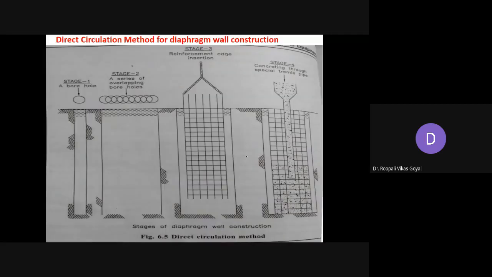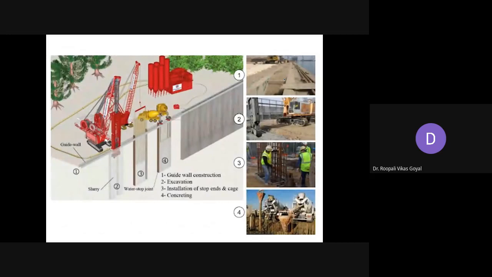Okay, now the other method is called the direct circulation method of diaphragm wall construction. Here a borehole is constructed, and a series of overlapping boreholes can be constructed. Continuously you go on adding this series of overlapping boreholes, and ultimately you can have the cage reinforcement, and then in a similar way the tremie pipe through which you can do the concreting. But the excavation method is a little different, so it's a direct circulation method.